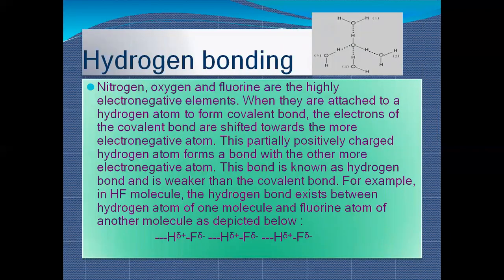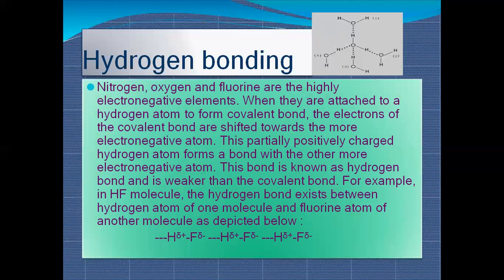Now let us talk about hydrogen bonding. Nitrogen, oxygen, and fluorine are highly electronegative elements. When they are attached to a hydrogen atom to form a covalent bond, the electrons of the covalent bond are shifted towards the more electronegative element. I think you all are familiar with the dipole moment, which we have studied in the previous topics.